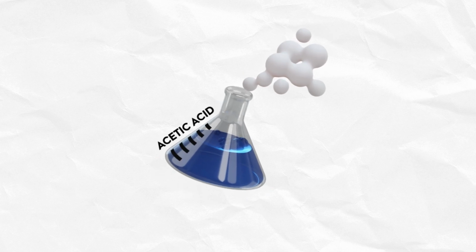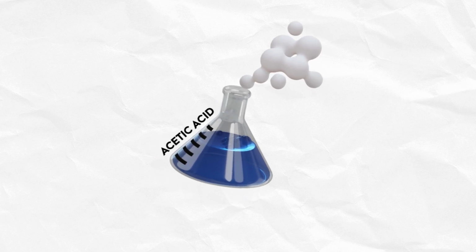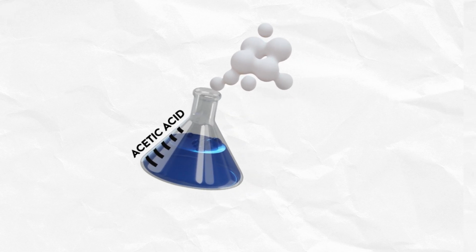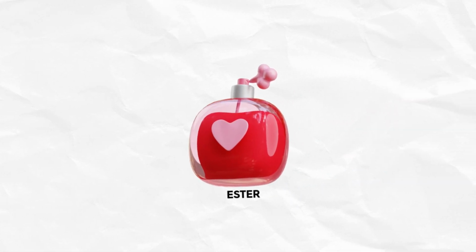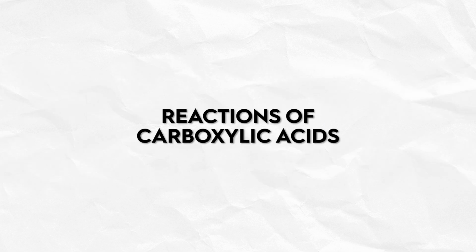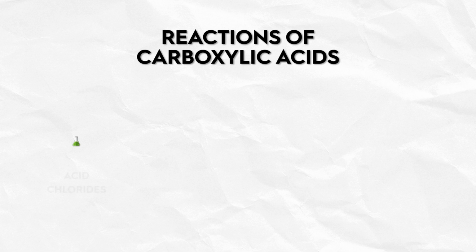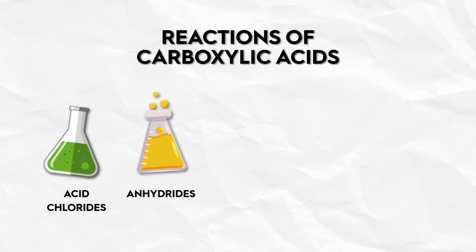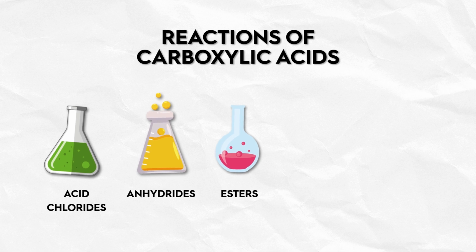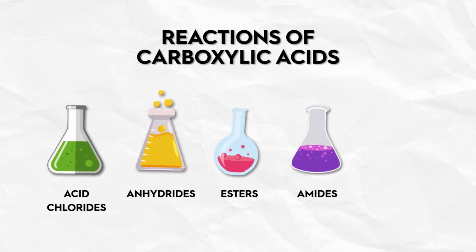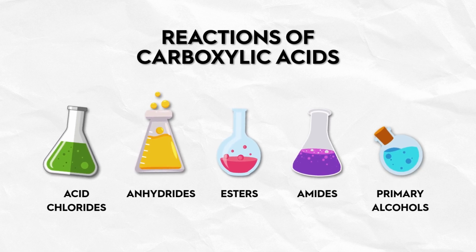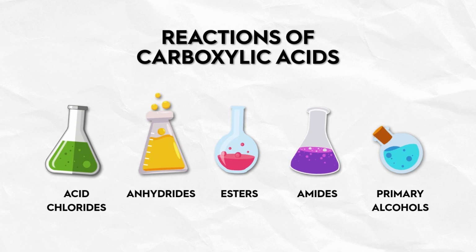Here's something wild. The same carboxylic acid that smells sharp can become a sweet-smelling ester with the right partner and conditions. In this video, you'll learn the big idea behind carboxylic acid reactivity and how to make acid chlorides, anhydrides, esters, including Fischer esterification, amides, and primary alcohols. We'll also note when each route works best.